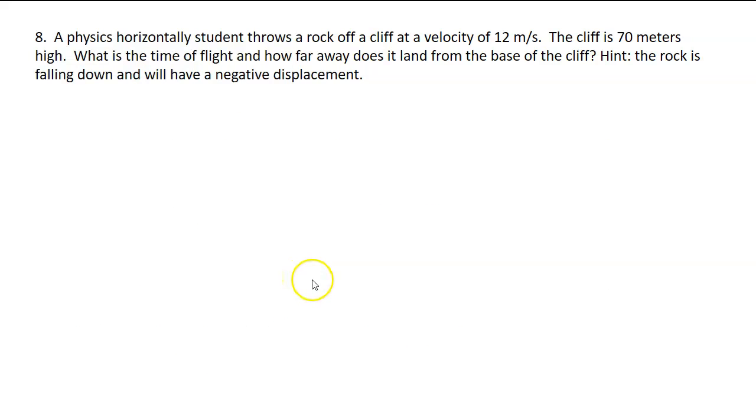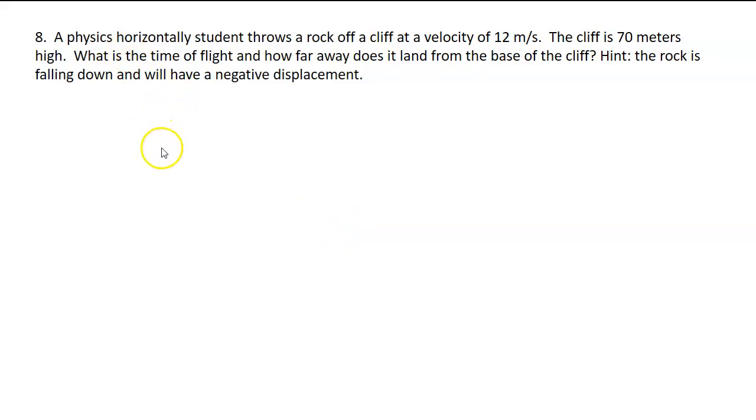A physics student throws a rock off a cliff at 12 meters per second. The cliff is 70 meters high. What is the time of flight, and how far away did it land from the base of the cliff? It says, hint, the rock is falling down and will have a negative displacement. Yes, we're going to need that information.